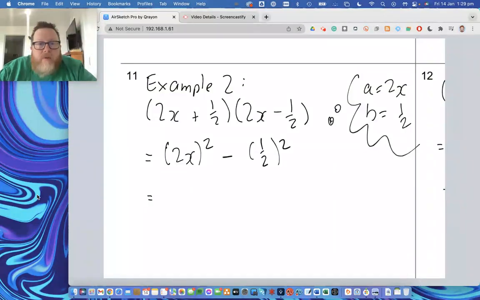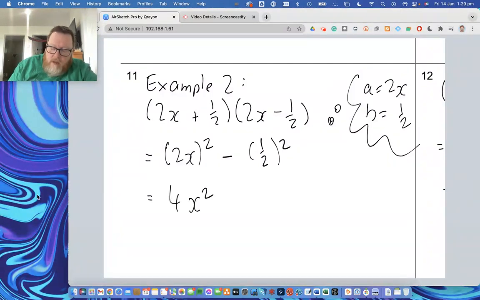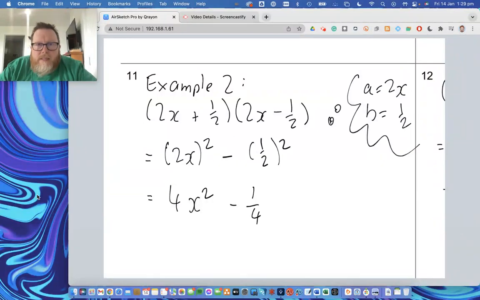Then I'm just going to simplify that. So (2x) squared, I'm going to go 2x times 2x, so 2 twos are 4, and x times x is x squared, and a half times a half. Hopefully you know that a half of a half is a quarter. If you don't, then multiply tops, multiply bottoms: 1 times 1 is 1, and 2 times 2 is 4. Square the top, square the bottom. And that's basically it for example 2.